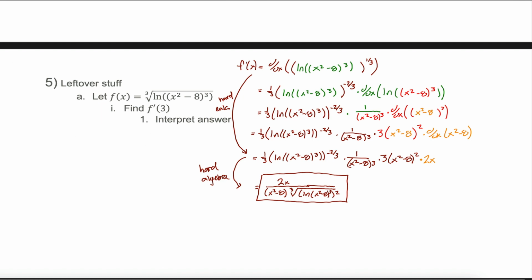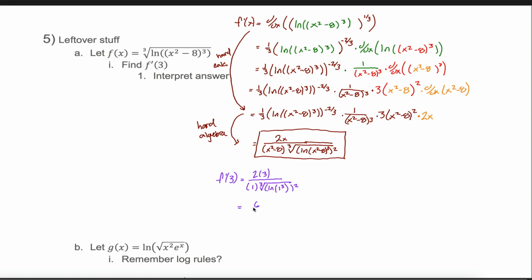The nice thing about f prime of 3 is it's relatively easy to figure out if you know f prime of x. All I got to do is copy exactly what I see here, changing all of the x's into 3's. So I would have 2 times 3 up in the numerator. I'd have 3 squared, or 9, minus 8 in these parentheses. So I'd have 1 in these parentheses. And then I would have the cubed root of something squared. That something is the natural log of 3 squared minus 8, which is 9 minus 8, which is 1, cubed.